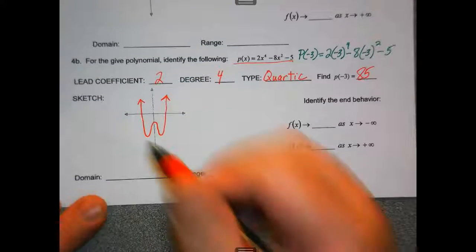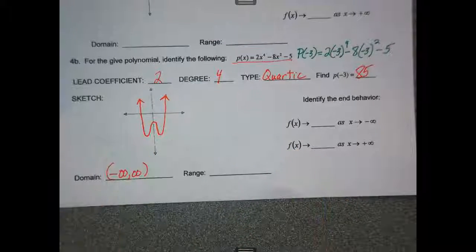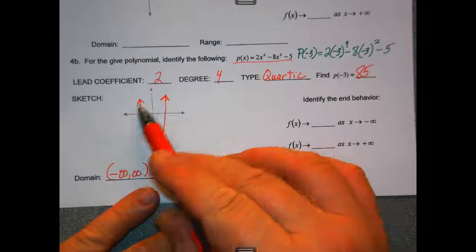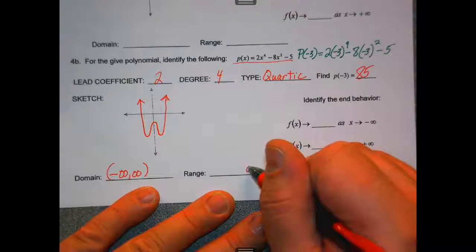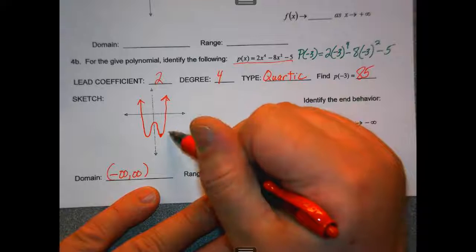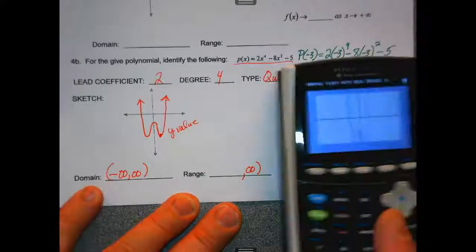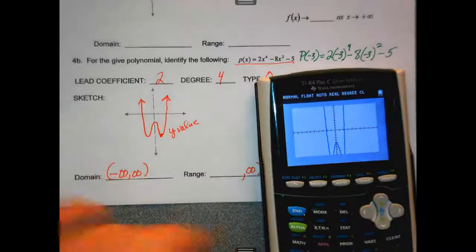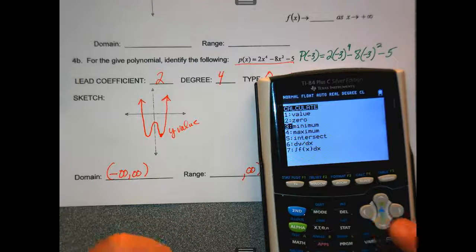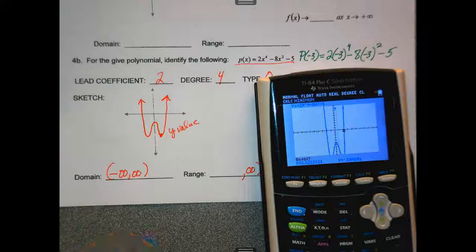Okay, domain for all parabolas in this course. And the range, well, actually, my highest point here for my y is going to be positive infinity. I have to find the y value of my vertex, right? I'm going to go back to my calculator, do second trace. This is a minimum this time. The left bound, enter, right bound, enter, enter, and it's 13.